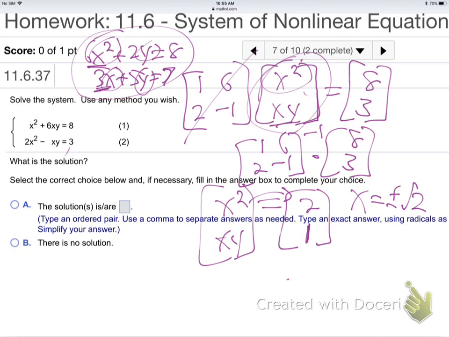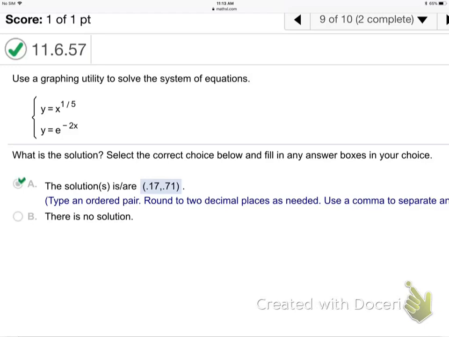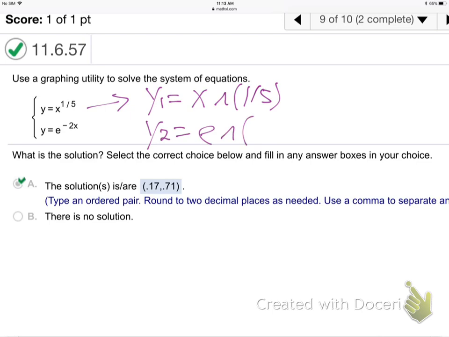If that's on a test, that would be done fully by hand, right? Yeah, these kind will be on the by hand part. That's right. 9 and 10 are on your graphing calculator. So are you guys comfortable with how you do it in your graphing calculator? You just let y1 be the first thing, x to the power of 1/5, and let y2 be the second thing, e to the power of -2x. And then just graph it.